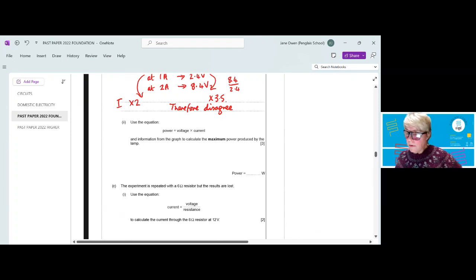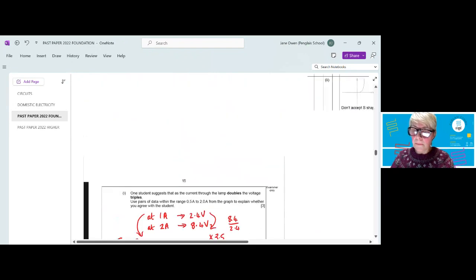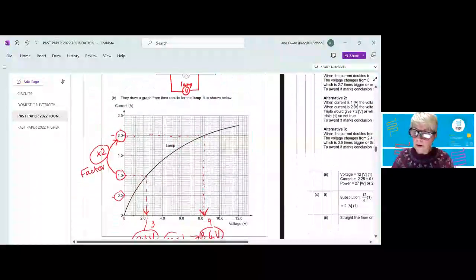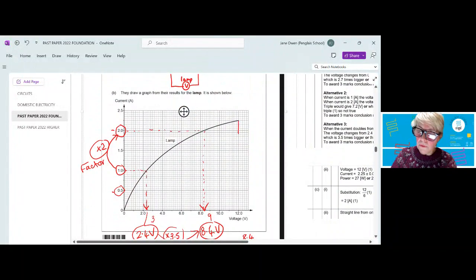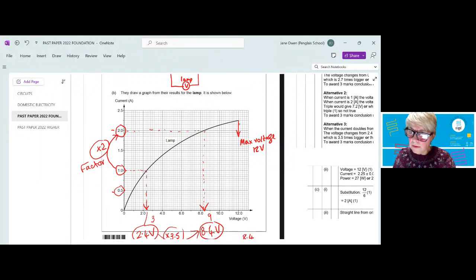Use the equation power equals voltage times current and information from the graph to calculate the maximum power produced by the lamp. So if we go back to our graph, at 12 volts, that should be a maximum voltage. That's where the graph stops. So that's 12 volts. And then read this one off. Is that 2.5? I think it is 2.5. So that is 2.5 amps.